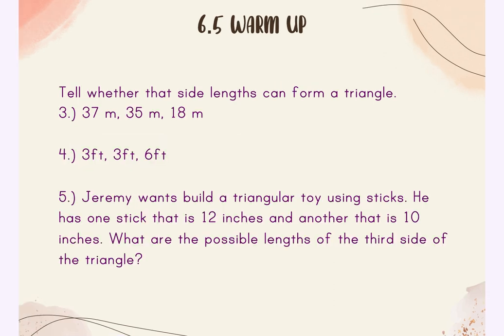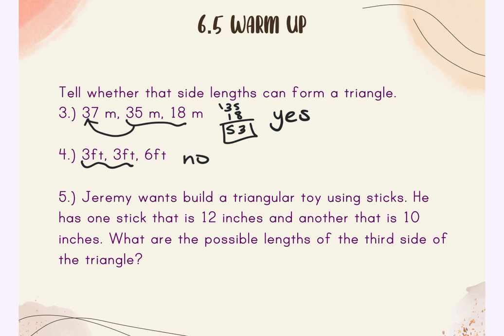Number 3 says to tell whether the side lengths can form a triangle. So remember here, we're going to add the 2 smaller ones and make sure to be bigger than the third. 35 plus 18 is 53, which is going to be bigger than 37. So this is yes. And then for 4, 3 plus 3 is 6, not bigger than 6. So this is a no.